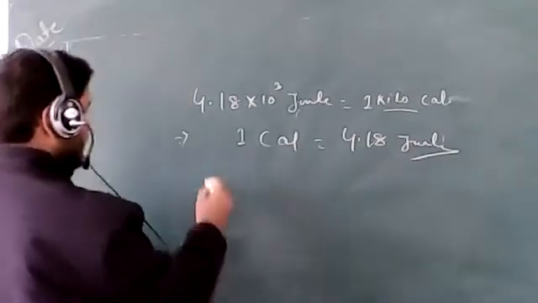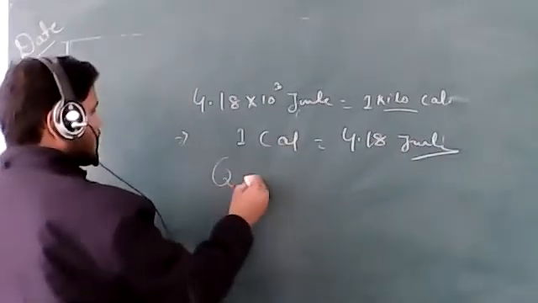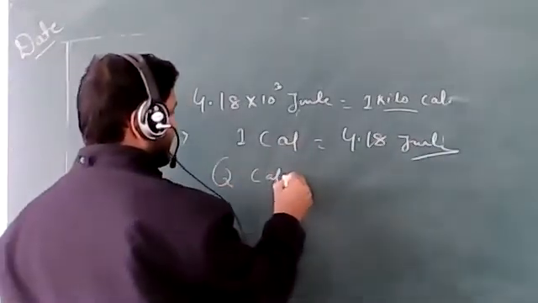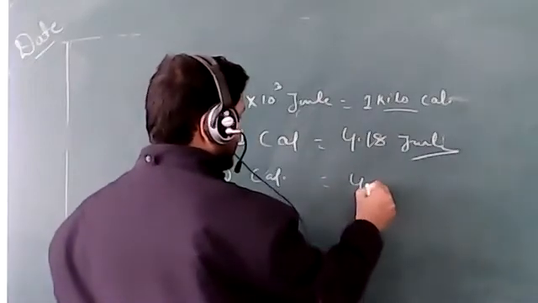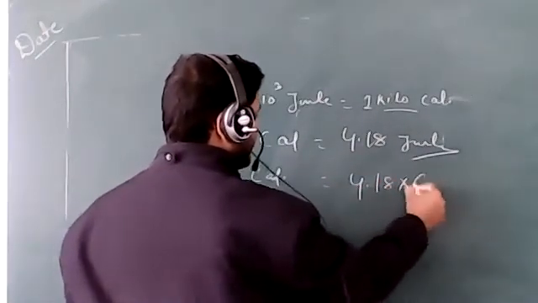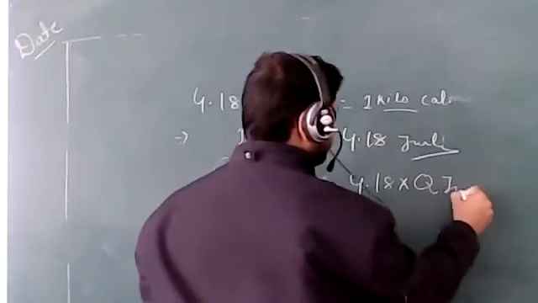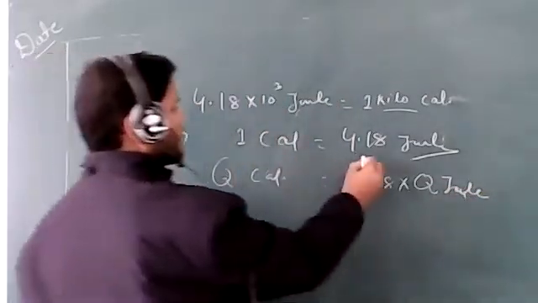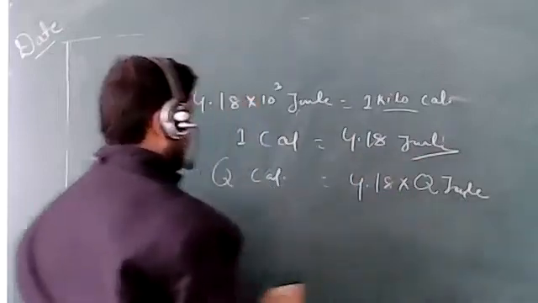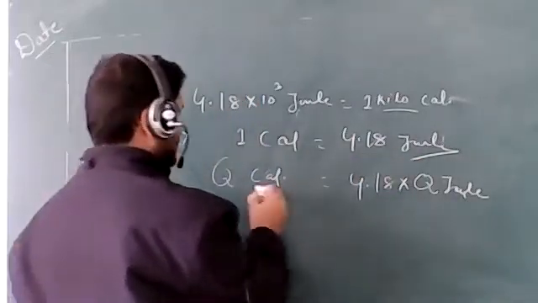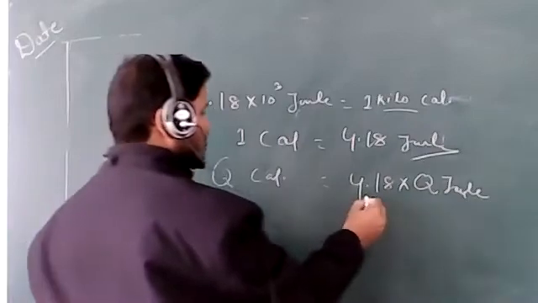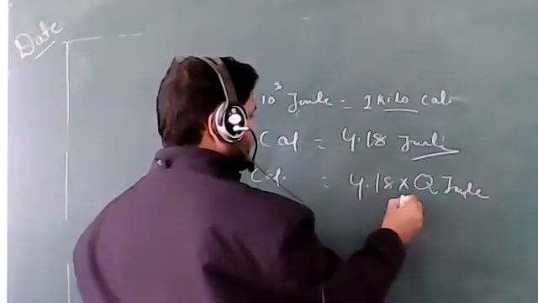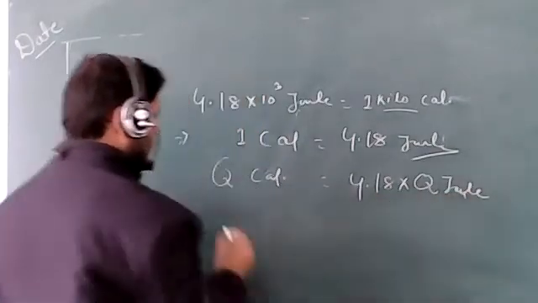Yes or no? So if you are taking Q calories, how much will it become? For 1 calorie it is 4.18 joule, so if you are taking Q calories, the answer comes 4.18 into Q joule. Is it or not?